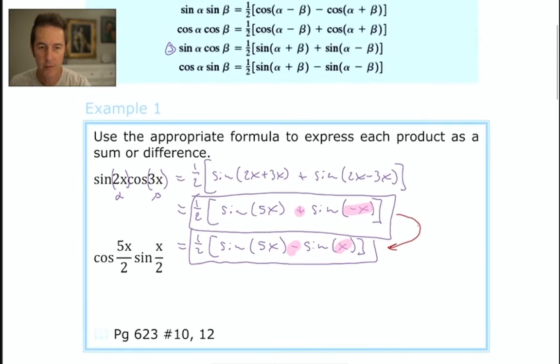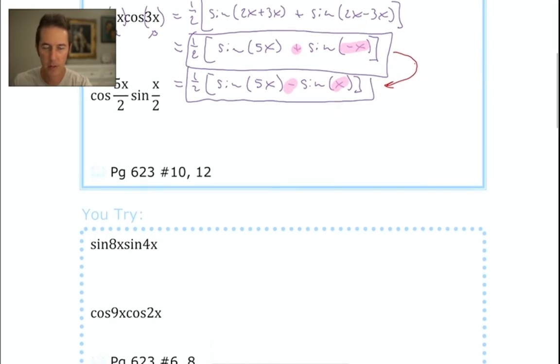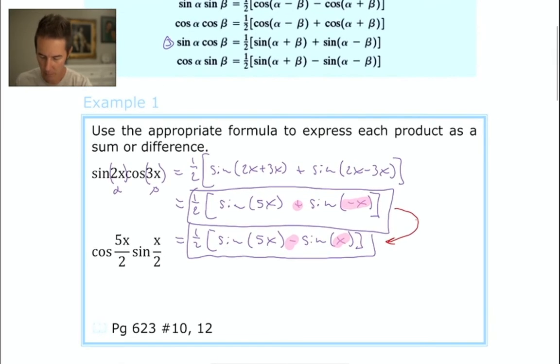We've got cosine sine next. The 5x over 2 would be your alpha value. The x over 2 would be your beta value. And we've got cosine times sine, so I would use formula number 4. Let's go ahead and do this one. There are a couple of other examples down here. I don't want to do one of all of these, but let's go ahead and do one more.